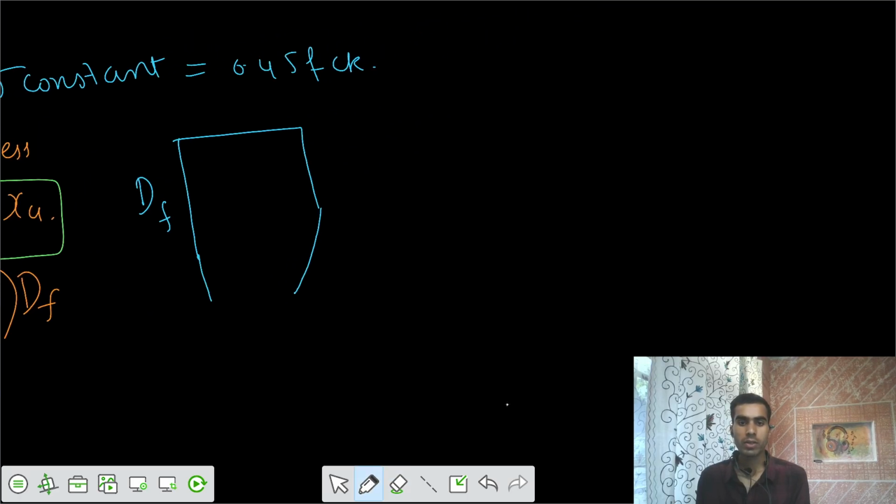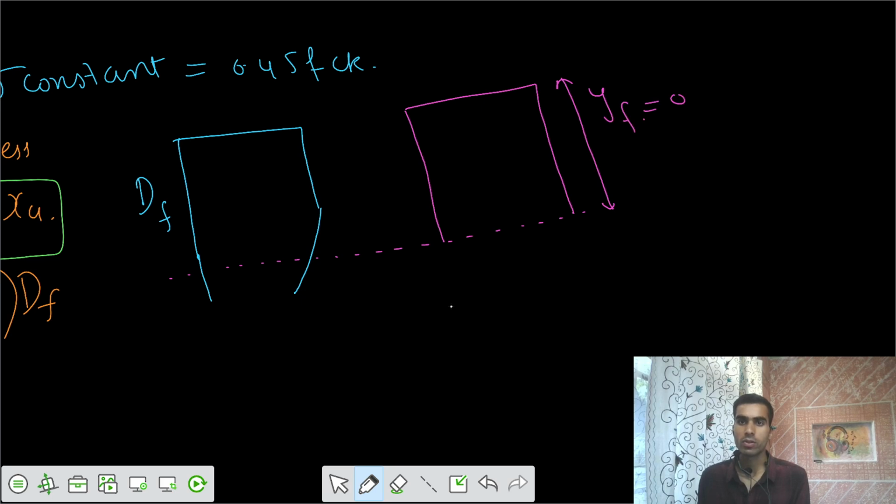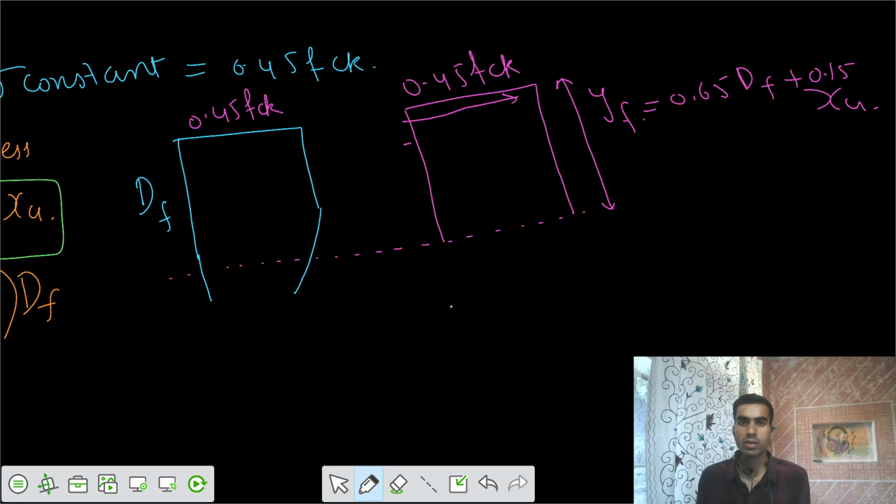Now I want a particular value of depth of flange such that stresses are constant. Let's say this is some level somewhere here. I would say this is the value of YF, and that equals 0.65 DF plus 0.15 XU, such that the stresses here were actually 0.45 FCK, and here the stresses are also 0.45 FCK, and the stresses are constant for the entire thickness of the flange, for the flange thickness of YF.